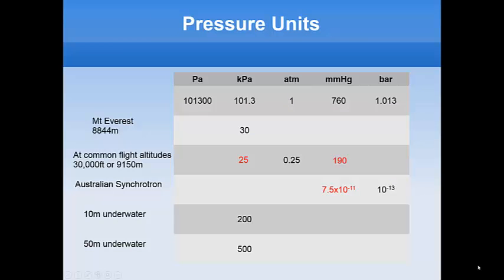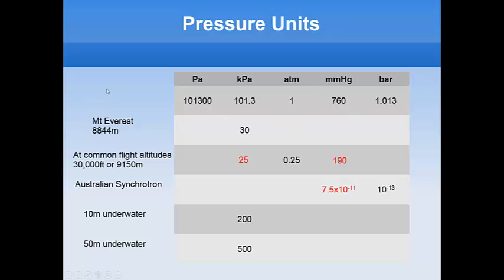So here are some of the common pressure units. Pascals, and kilopascals, which is just 1,000 pascals. You just convert pascals to kilopascals by dividing by 1,000. 1 atmosphere, it's nice and simple. 760 millimeters of mercury, which is that torr we were talking about, and bar. So these are all the pressures at 1 atmosphere, so at normal pressure.